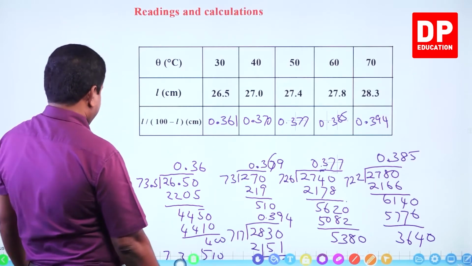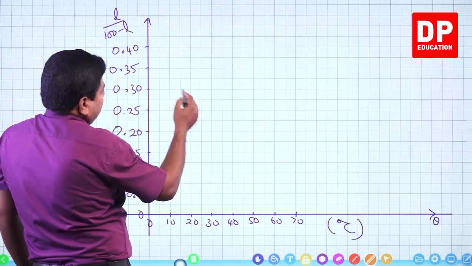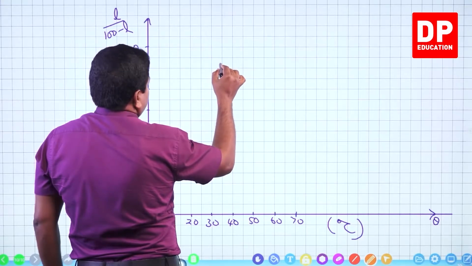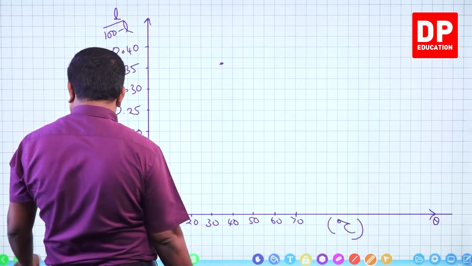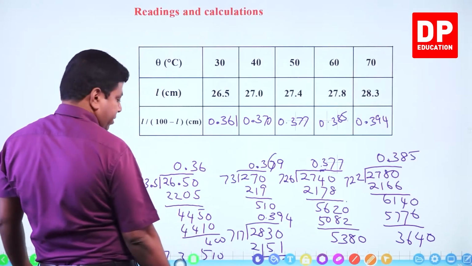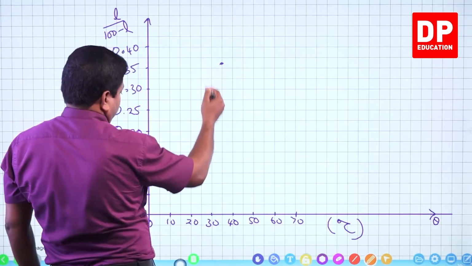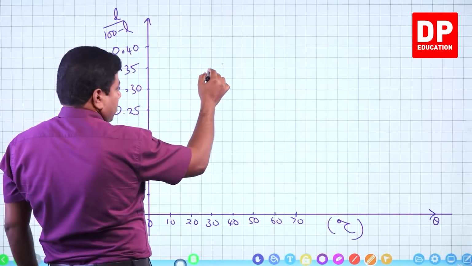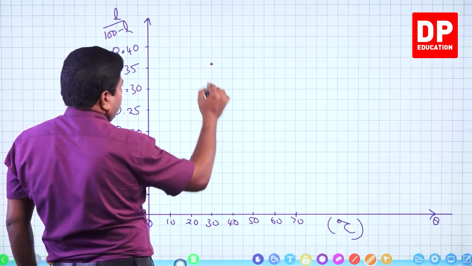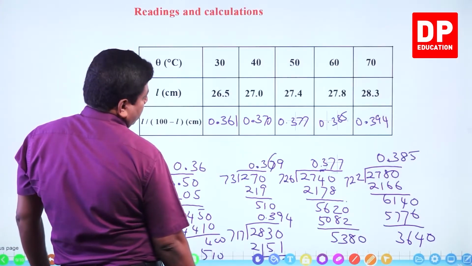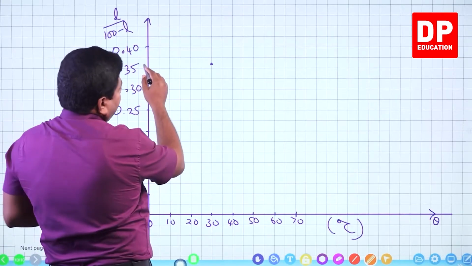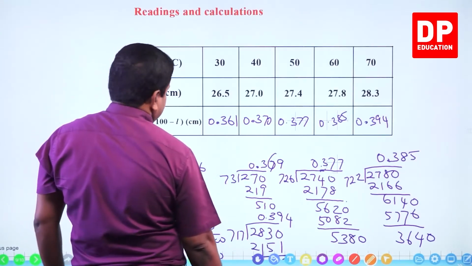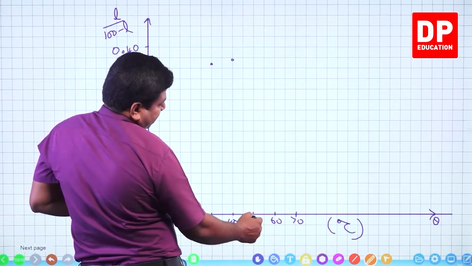First one, 30 degrees, 0.361. Look at this, 0.35, 0.361 should be somewhere here. Next, 40, 0.370. Oh, I missed the point, it has to be at 30, 0.361, it must be here. 30 is here. Right. 40, how much is it? 0.370. It has to be a little below 0.375. Then 50, 0.377. Here.